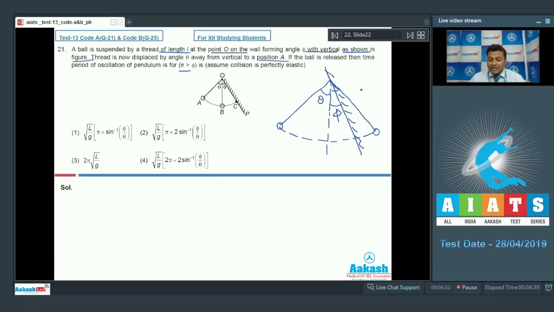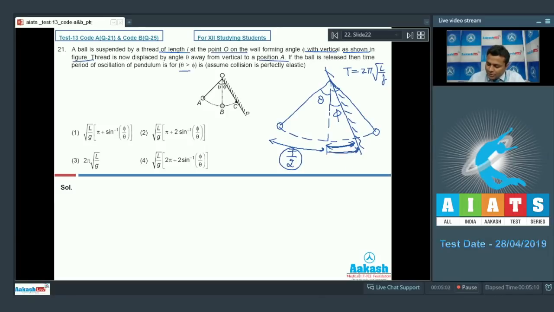So time period initially was what? T equals 2 pi under root L by G. But now the time period will be something different because only this much the ball is oscillating to the right hand side. So this time will be capital T by 2, that is unchanged, but this time will be different. Suppose the time taken by the ball to reach this much is small t.